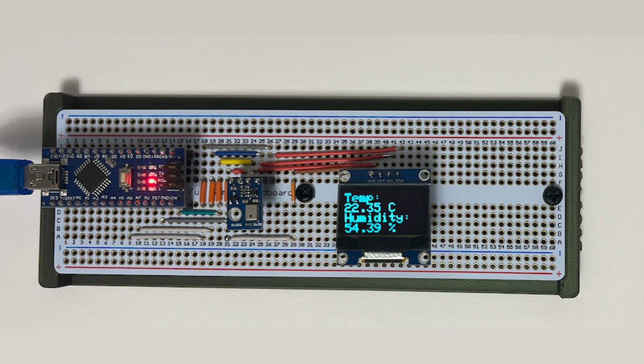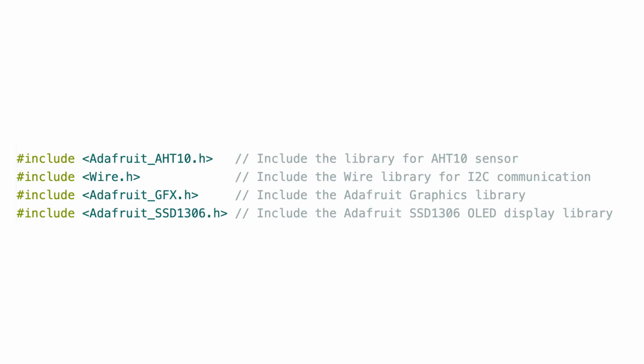And finally, a description of the code used. The project begins by including essential libraries that facilitate communication with the AHT10 sensor and OLED display via the I2C protocol. These libraries provide pre-written functions, simplifying interactions with the hardware components.